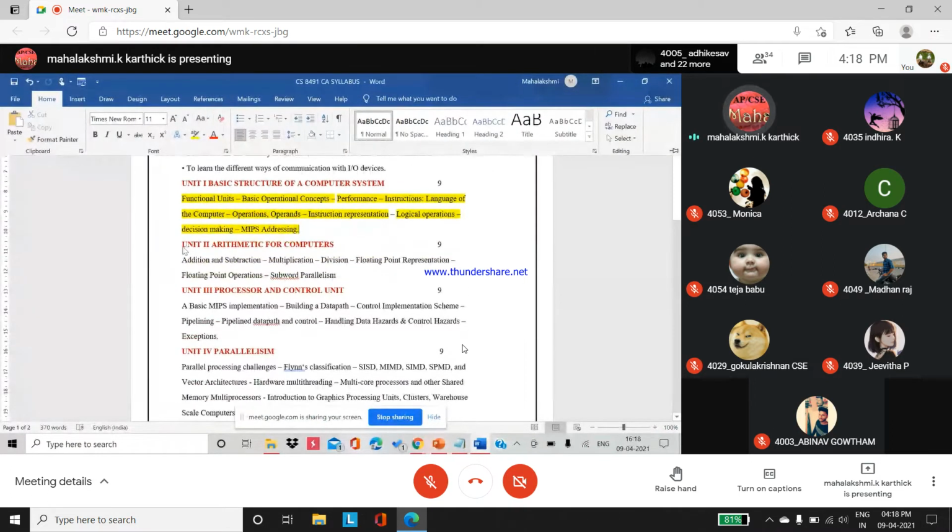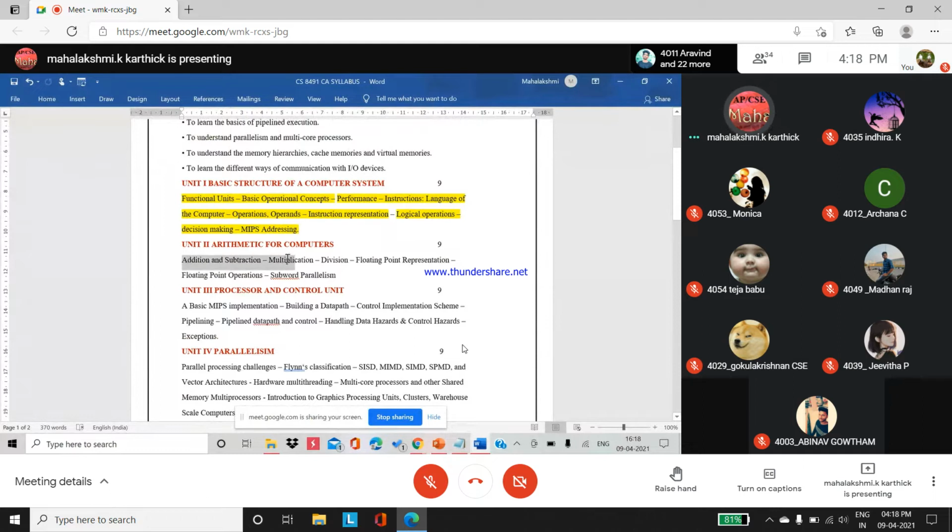So in unit 1, we have covered till addition, subtraction, multiplication, division. And today we are going to cover floating point representation. Very simple, very easy concept. Before going for what is floating point representation, what is the main content under unit 2? What you have analyzed? Why we have to learn this topic under computer architecture? Arithmetic for computers.